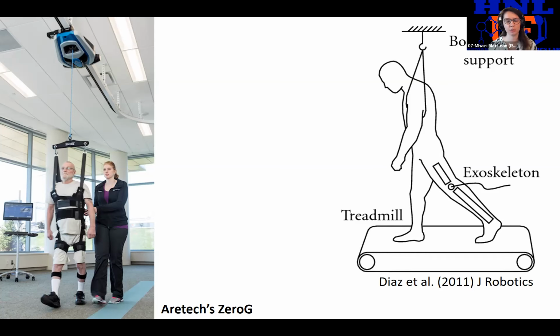Now we know that in normal conditions, when you wear an exoskeleton, you add mass to the legs. And we know that adding mass to the legs changes our gait dynamics. What we don't know is how adding mass to the legs in low gravity changes our gait dynamics. And that's the purpose of this study.